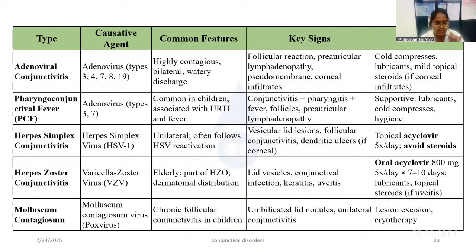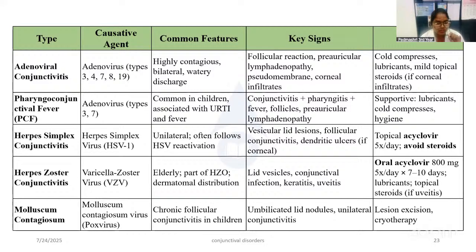Herpes zoster conjunctivitis. It is caused by varicella zoster virus, and its common features are that it mostly affects elderly people. It is a part of HZO, with dermatomal distribution. Key signs are lid vesicles, conjunctival infection, keratitis, and uveitis. Treatments are oral acyclovir 800 mg 5 times per day for 7 to 10 days, lubricants, and topical steroids if uveitis is present.